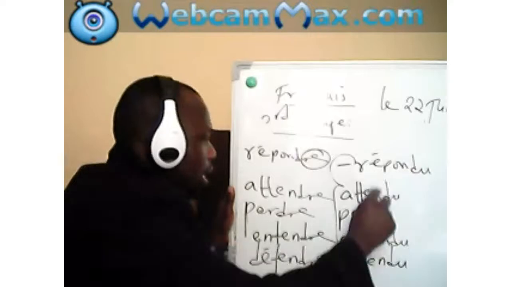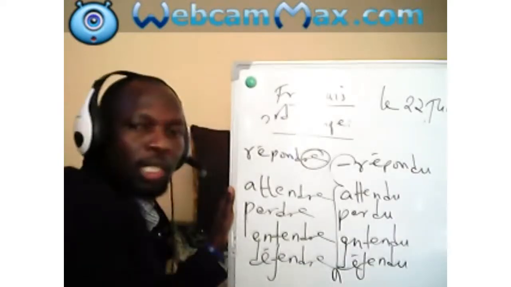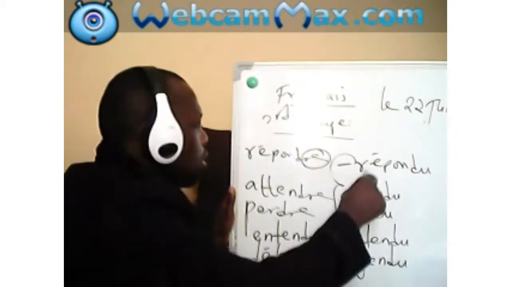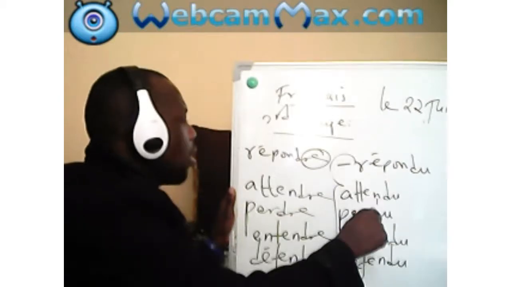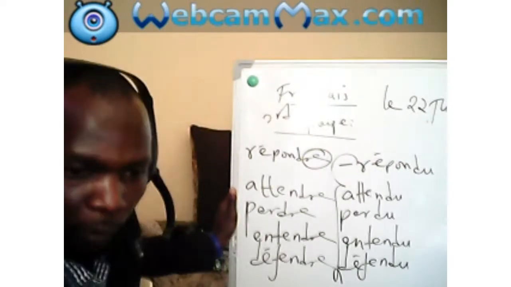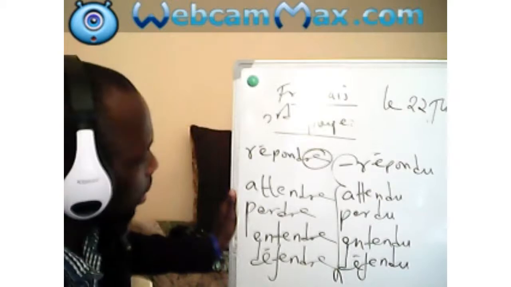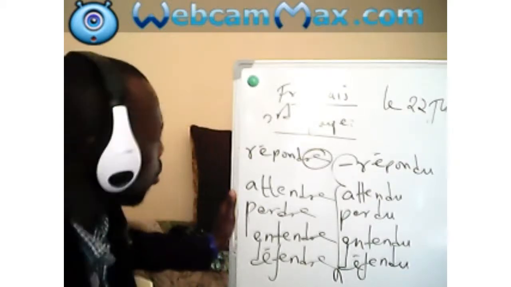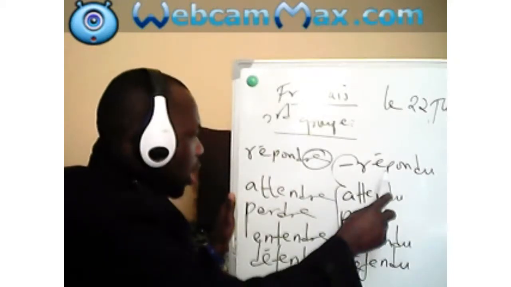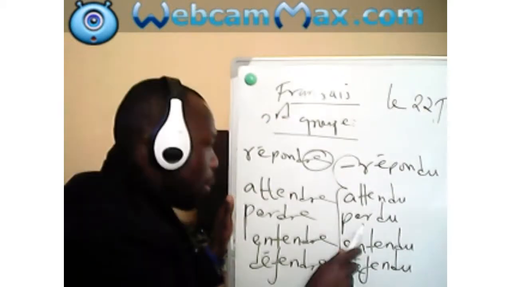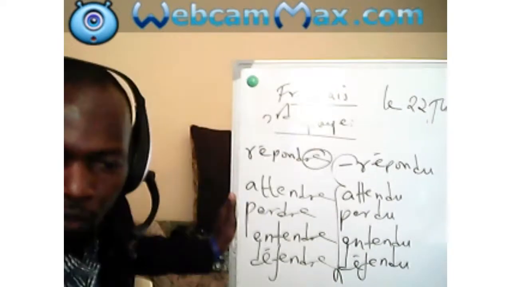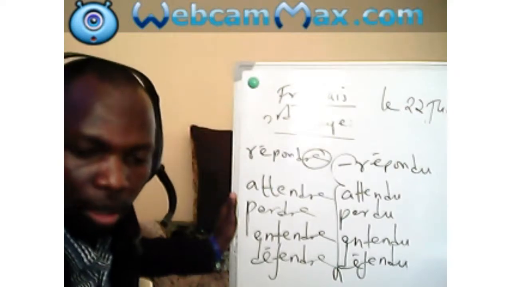Ladies and gentlemen, these are the past participles of these verbs. So, expressing yourself in the past is very simple. You use the past participle, plus, of course, remember, the auxiliary verb to have. At this point, we are forming the passé composé using the verb avoir plus the past participle. So, répondu, responded. Attendu, waited. Perdu, lost. Entendu, heard. Then, défendu, defended. Okay?